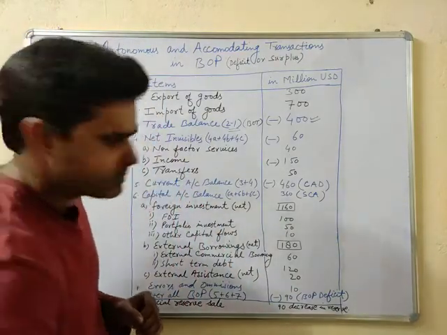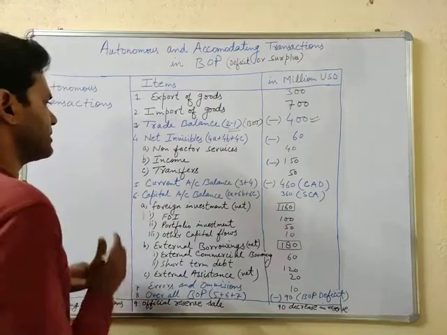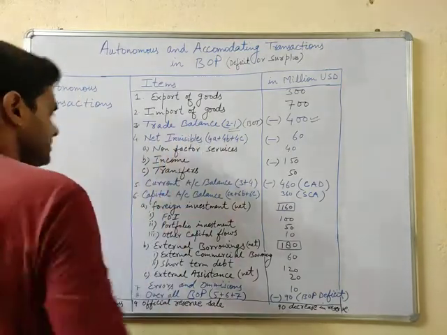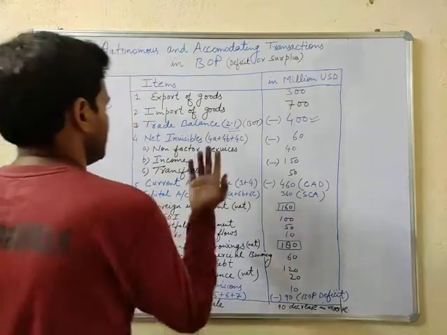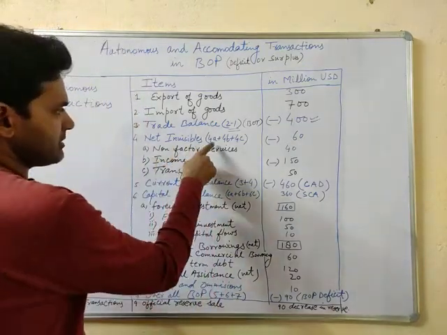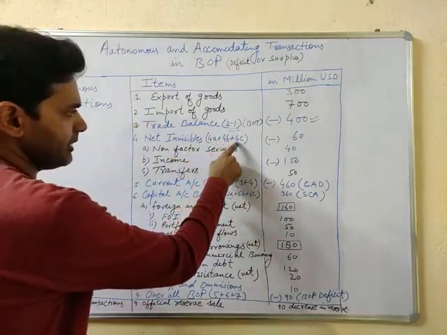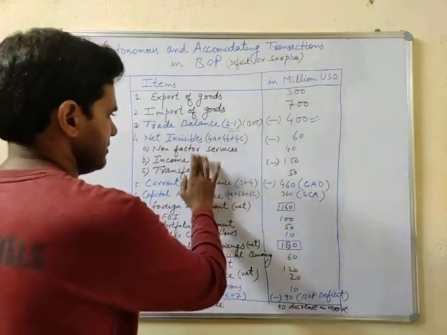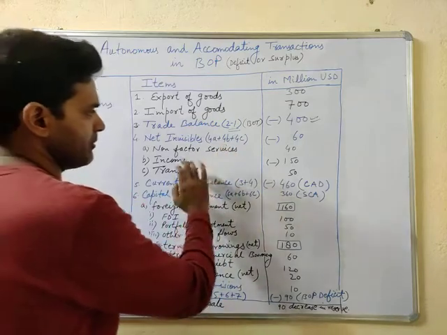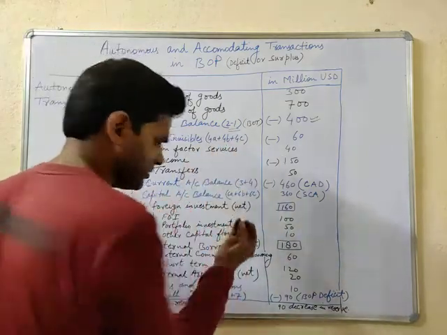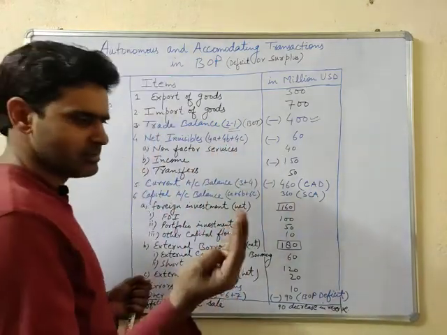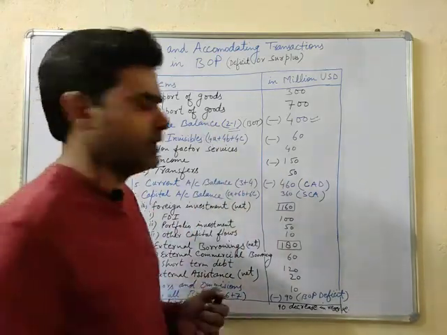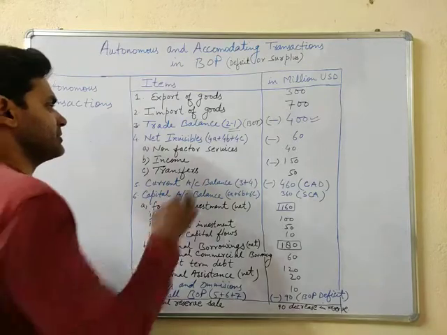Now it is the time to discuss the net invisibles. Invisibles consist the services and the transfer payments. So net invisibles is the combination of 4A, 4B and 4C. This is 4A, non-factor services, means the income from non-factor services like shipping, banking, insurance, which we have discussed while we were dealing with current account components.